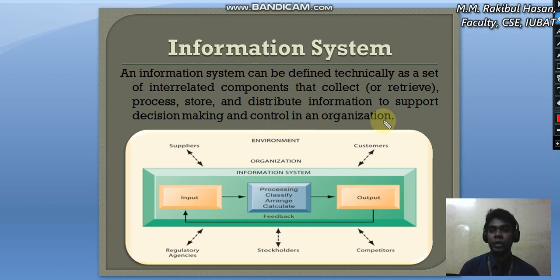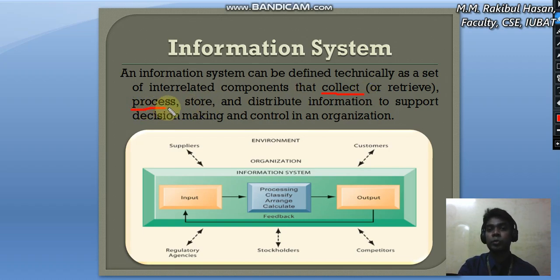So here we have some important points. First of all, as it is one kind of system, definitely we have interrelated components inside this information system as well, right? That's why they mention here technically a set of interrelated components. And these components, what will they do? First job, they will collect data from different sources inside or outside the organization.